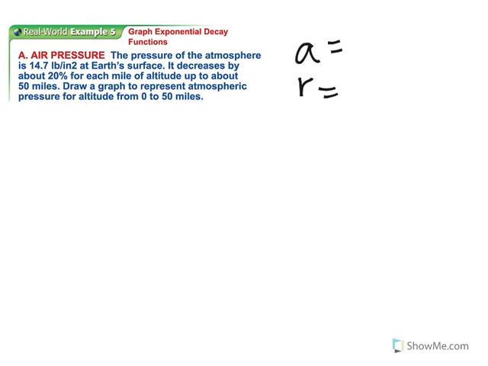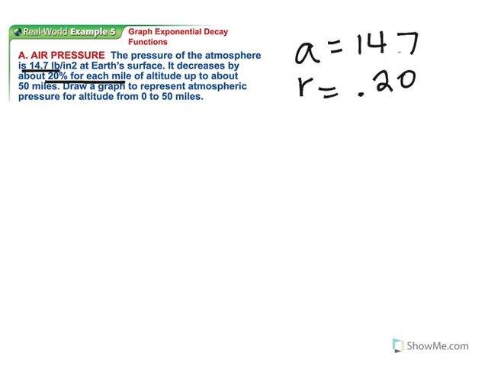Initially we know that the pressure of the atmosphere where we're starting out is 14.7, and we know that the rate of change is 20% for each mile. So our rate we're going to do in decimal form again, percentage to decimal. The rate is 0.20, which translates to 20%.